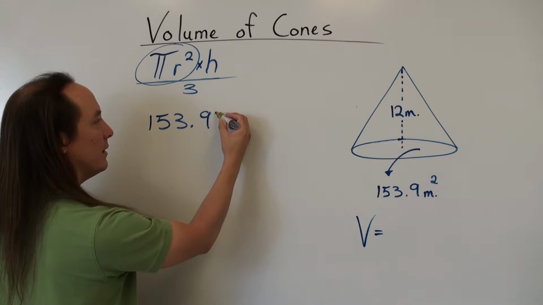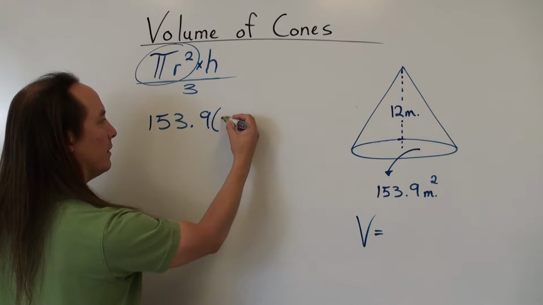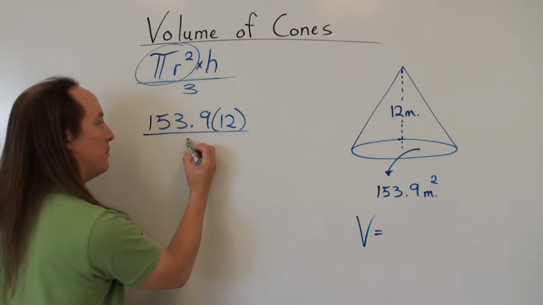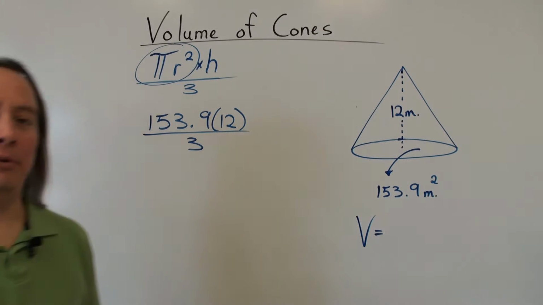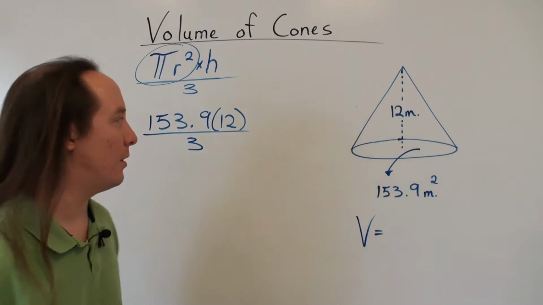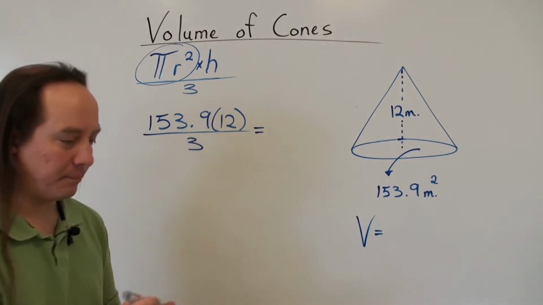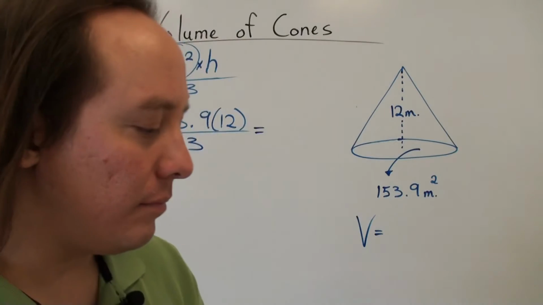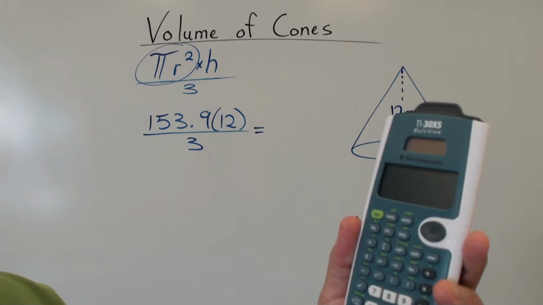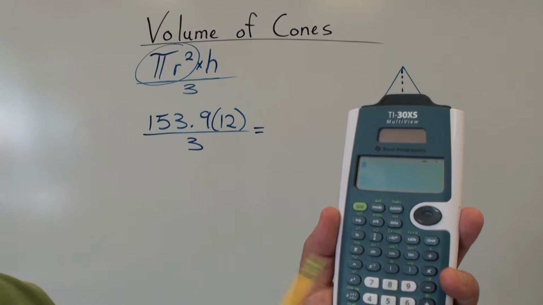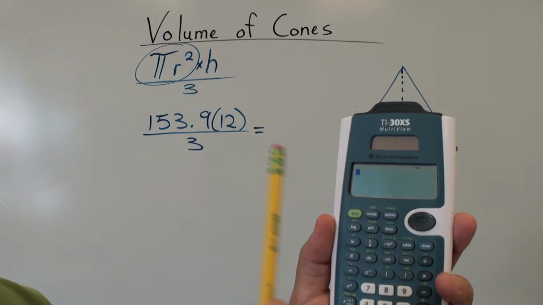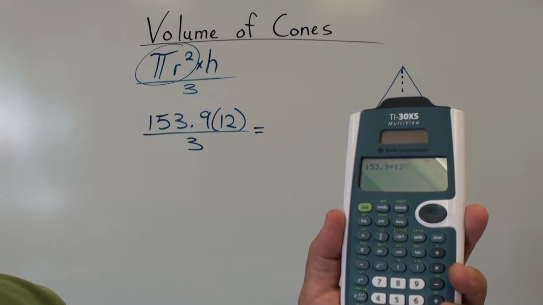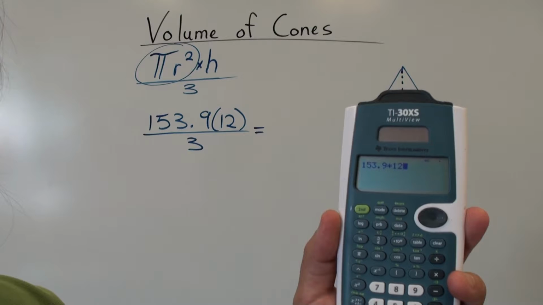Times height. Use parentheses. My height is 12. And all that divided by 3. At this point, it's pretty much just a calculator thing. So it's not too hard to plug into a calculator, and we'll get the volume. All right, so trusty old calculator. Actually, it's not that old. Anyway, I'm going to multiply 153.9 times 12. Okay, let's go ahead and figure out what that numerator looks like.